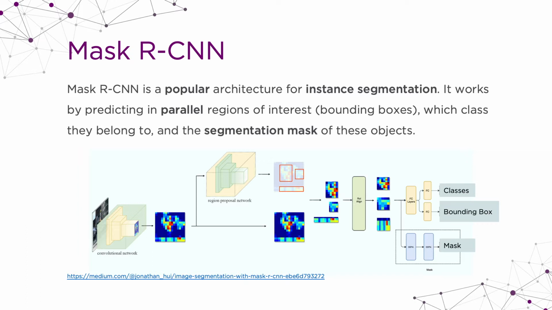This works by predicting in parallel, kind of like what Faster RCNN was doing, the regions of interest, the bounding boxes, and which classes they belong to. But also, for these bounding boxes, it has in parallel a series of convolutional layers that then predict a mask. This mask will determine, again, the segmentation mask for each one of these boxes: what constitutes the object and what constitutes the background. So it's a very useful, very neat model with a lot of different tricks to make it work, and I really recommend going to read this paper.